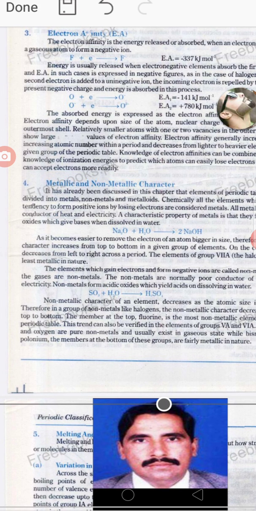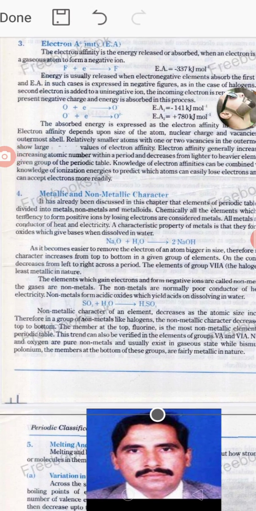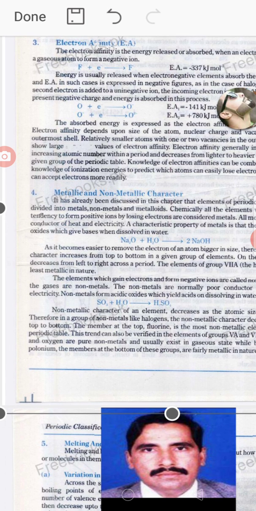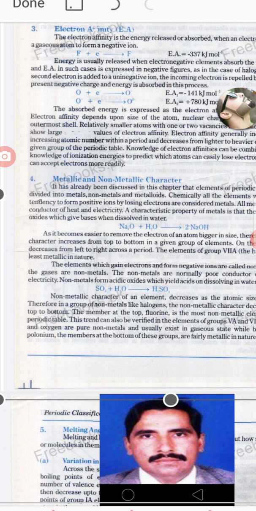As it becomes easier to remove an electron from an atom of bigger size, metallic character increases from top to bottom in a given group of elements. On the contrary, it decreases from left to right across the period. So the metallic character decreases as we move from group 1A to 7A, and it decreases as we move across the period. At the extreme right, non-metallic elements are present.